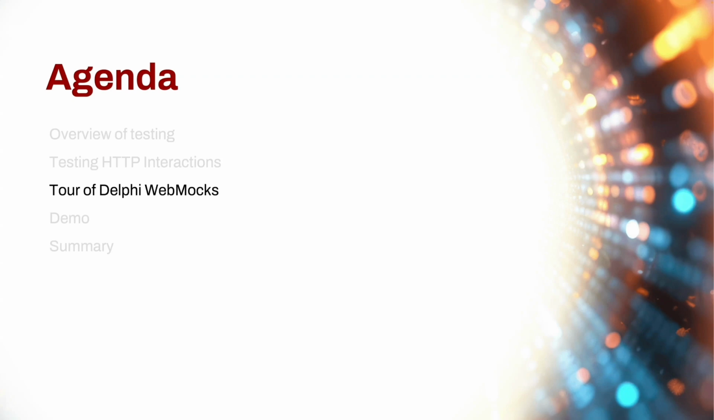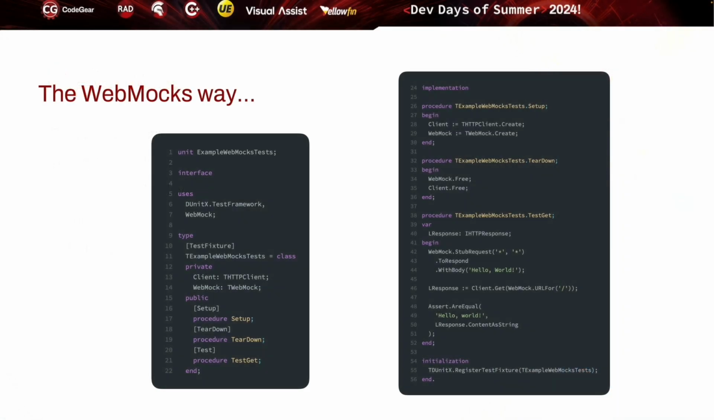So let's have a look at how we deal with this with WebMocks. So here's the WebMocks way. It looks largely the same, except we don't have much setup code in terms of the HTTP server like we do with the Indy way. Beyond the DUnitX code, there are 4 lines here which are WebMocks setup, WebMocks boilerplate.